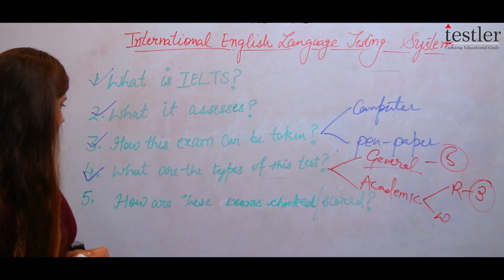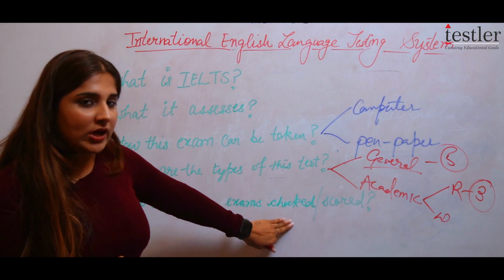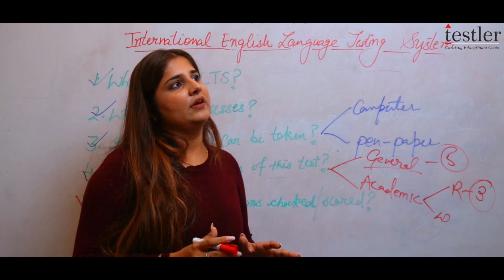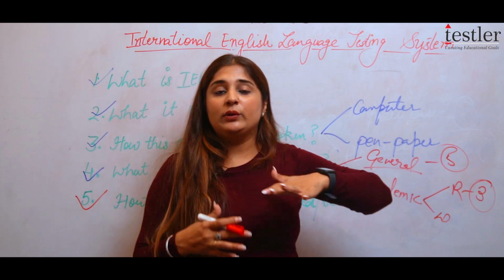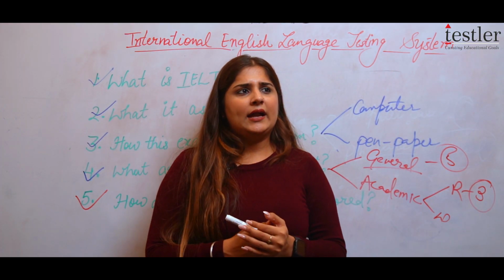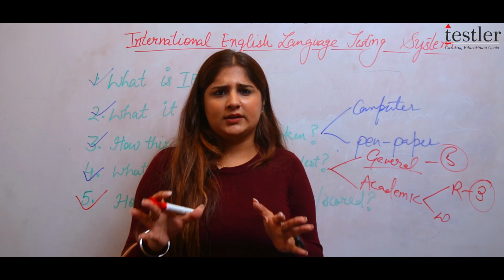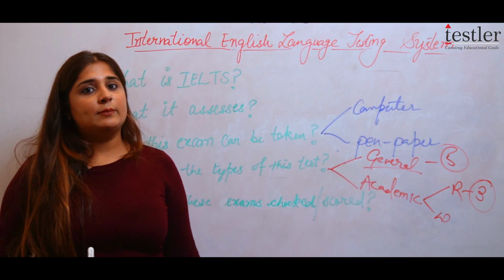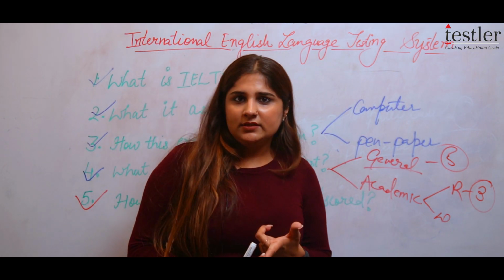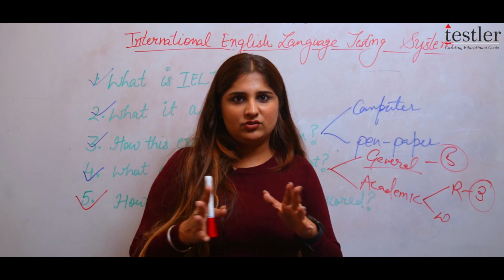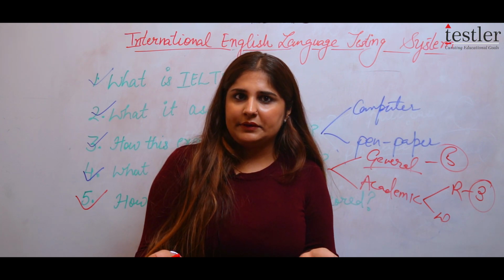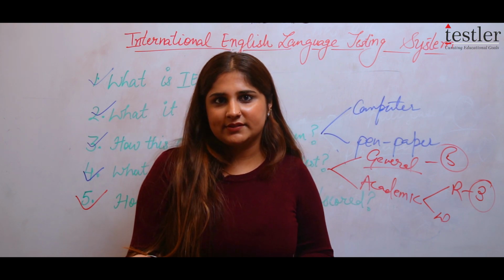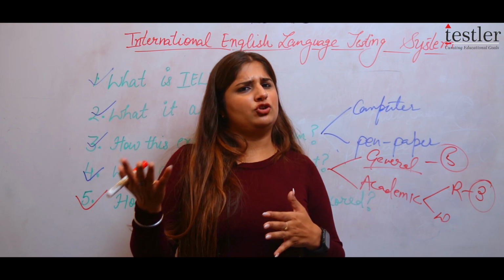Now our next question is, how are these exams checked or scored? So, if in case you are giving a pen paper exam, it will be checked by the examiners and you will get your result in approximately 13 days of all 4 sections together. But if I talk about computer based exam, in that case your writing and your speaking test will be checked by some other examiner, but reading and listening will be checked by AI itself, by computer itself, because these are only one word or short type answer questions.